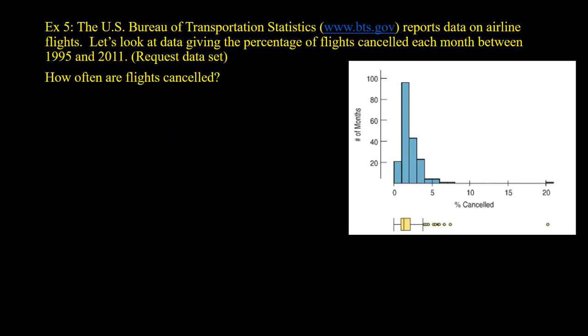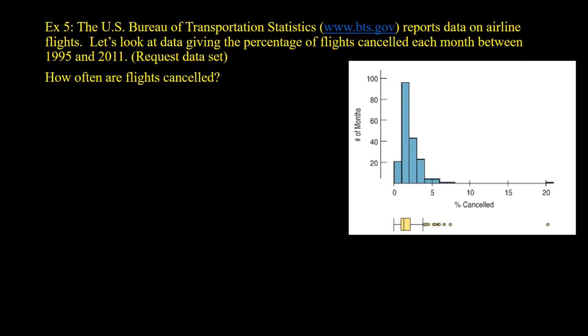Chapter 3, Example 5. The U.S. Bureau of Transportation Statistics reports data on airline flights. Let's look at data giving the percentage of flights canceled each month between 1995 and 2011. How often are flights canceled?